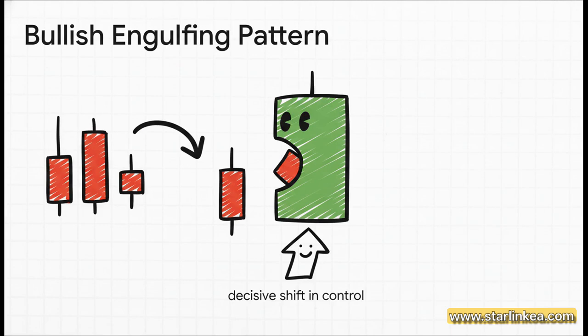Now, the rules for spotting an engulfing pattern are simple, but they are super important. First, you need a clear trend. Then you need 2 candles of opposite colors. But the real key is that the body of the second candle has to completely swallow, or engulf, the body of the first one. It's such a dramatic visual, and it signals a very sudden, very powerful shift in who's in control.